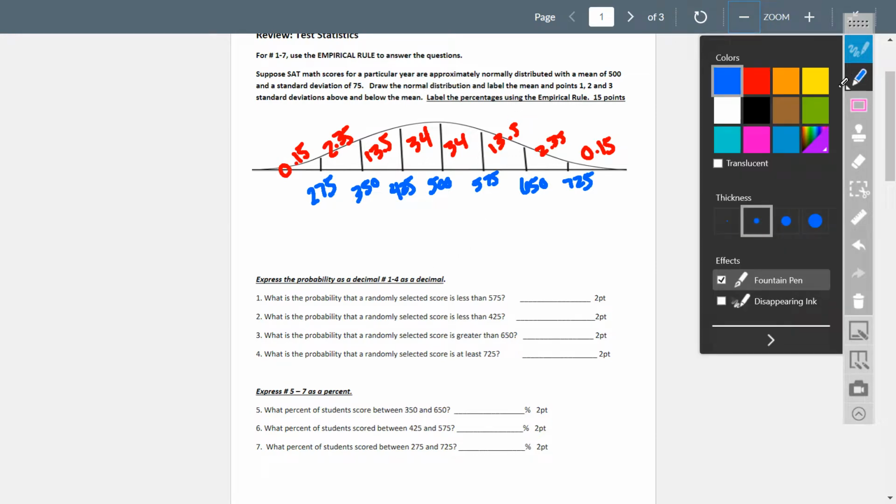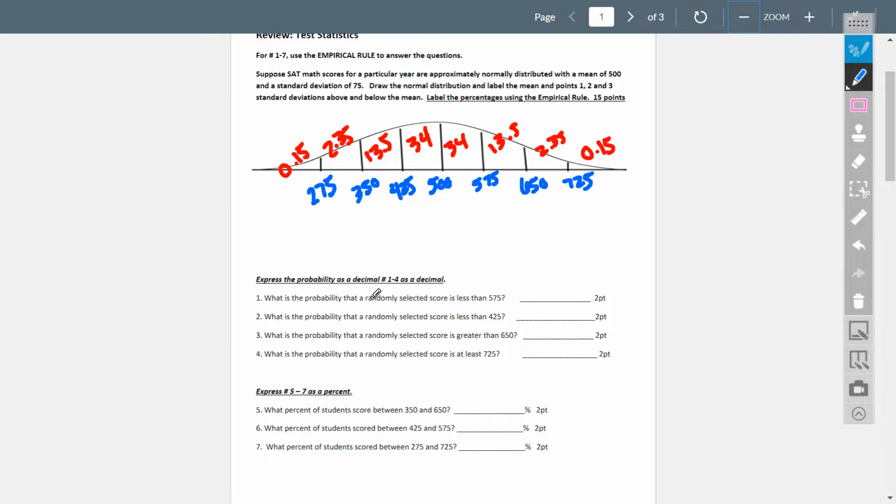The first one says, express the probability as a decimal. So these need to be expressed as a decimal. What is the probability that the randomly selected score is less than 575? So we go to 575, and we add up all the ones that are less than it. So this adds up to 50 plus 34, so 0.84. It's supposed to be expressed as a decimal, so it needs to be like this, not a percentage.